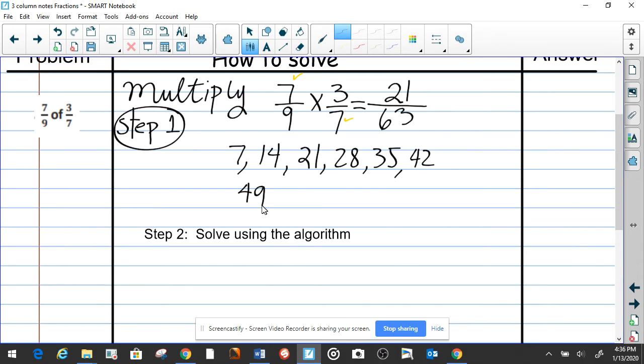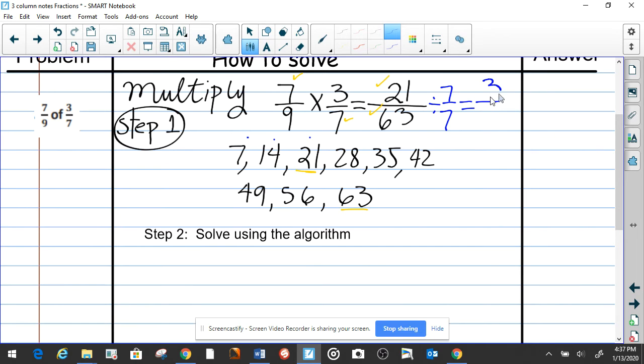49, 56, and then 63. I notice now that the 21 is part of this sequence, and the 63 is part of this sequence, which means that these two numbers can be divided by 7. So you divide these two numbers by 7, and 21 divided by 7 equals, if you look over here, 1, 2, 3, the answer.